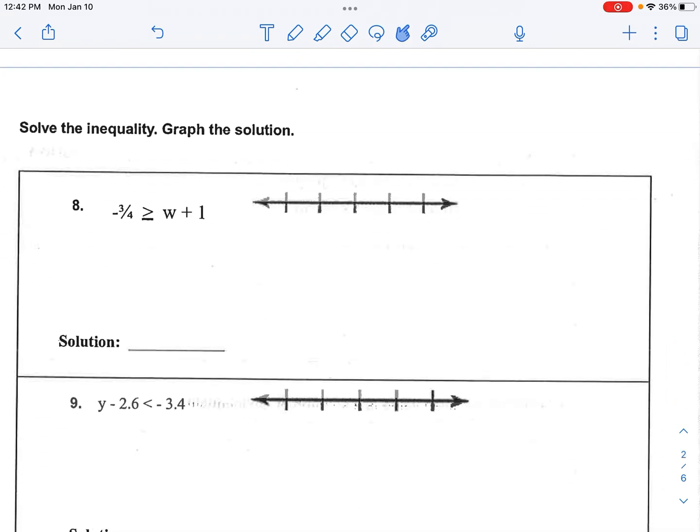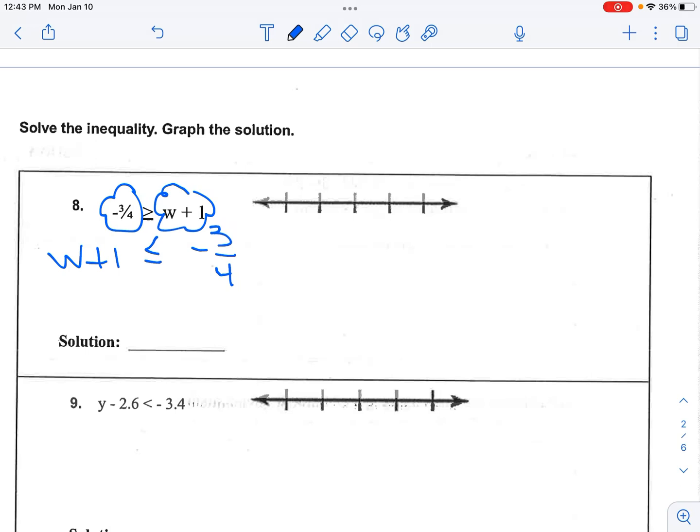Solve the inequality and graph the solution. All right, so this one has the variable on the right. I'm going to go ahead and flip all of that to the left. So I'm going to take this and put it over here, and I'm going to take this and put it over here. Now remember, when I do that, I have to also flip my sign. So greater than or equal to is going to flip to less than or equal to.